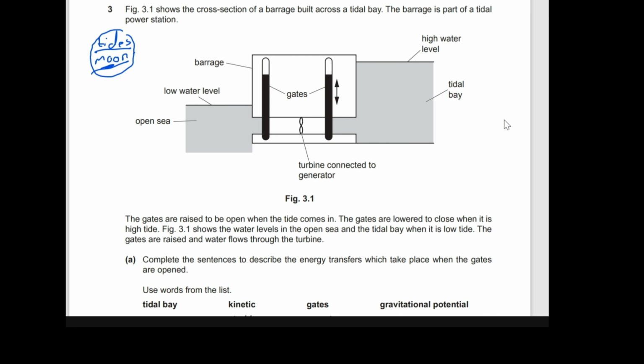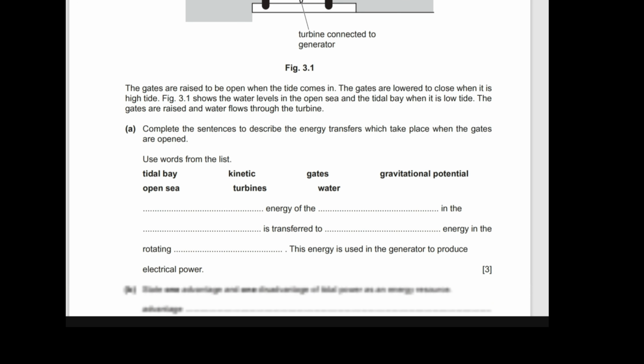Okay, complete the sentences to describe the energy transfers which take place when the gates are opened. Use the words from the list.